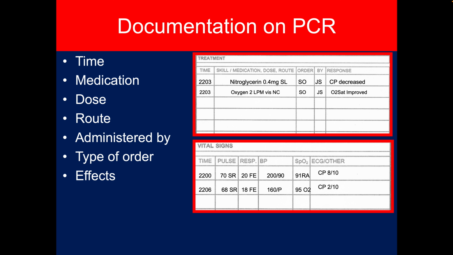At 2203, I assisted them with nitroglycerin, 0.4 milligrams, given sublingually on standing order by JS, which is my initials. And then I reassessed him, and I found that his chest pain decreased down to a 2 out of 10. And what I did is I updated my vital signs. So now after the administration at 2203, I got a heart rate, I've got respiratory, all that stuff. So now I have this chronological continuity. I assessed, I intervened, I reassessed, and it's all documented. And this is good, proper documentation. This is what it should look like on your paperwork.